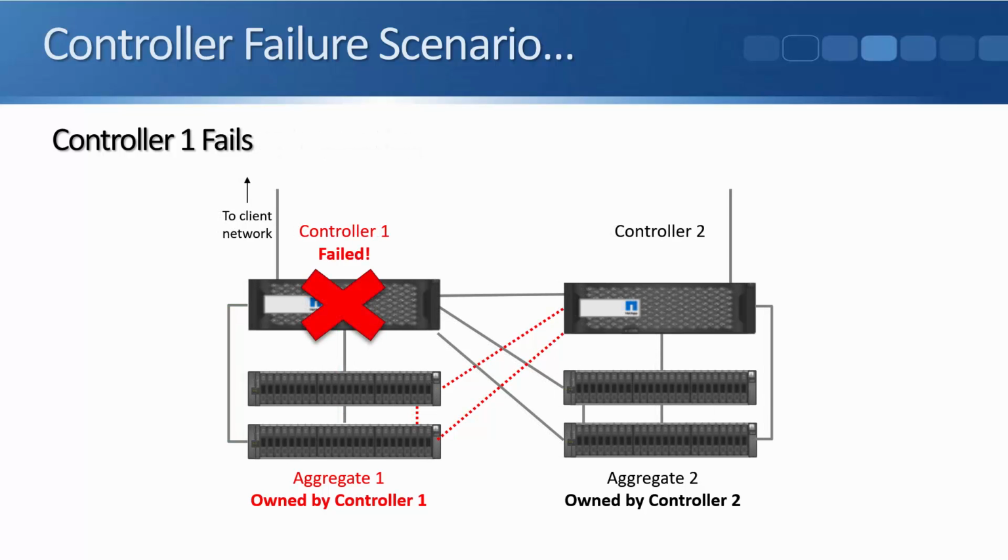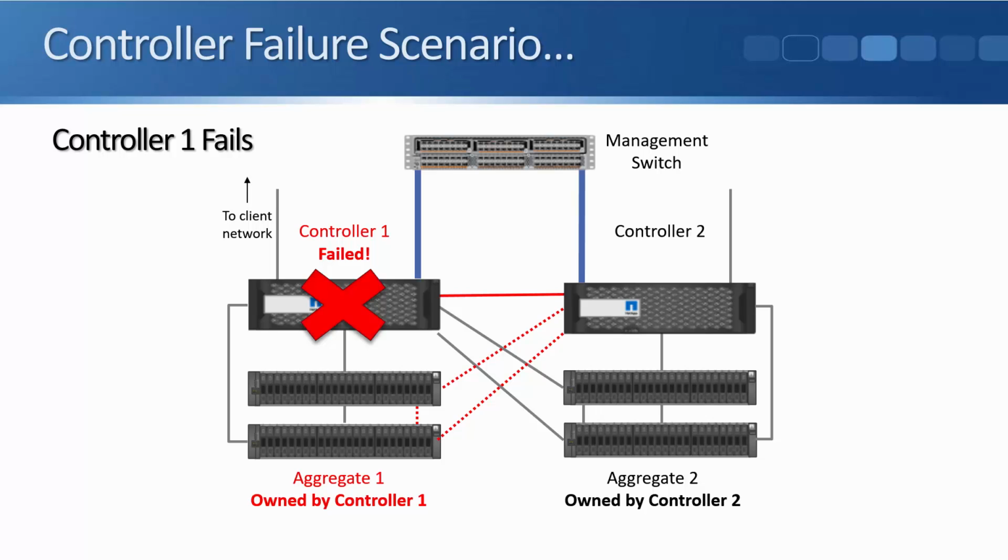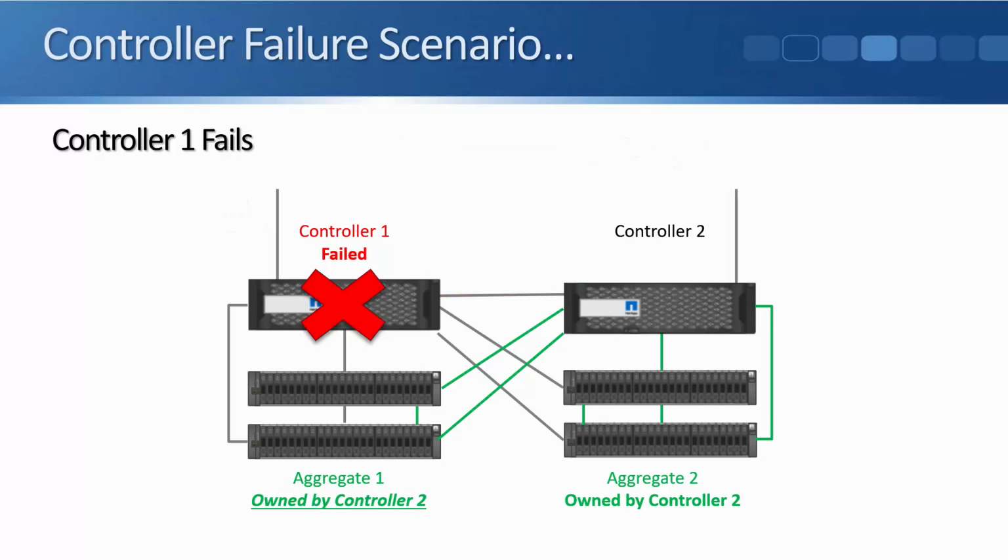High availability gives us redundancy for our controllers. So if controller 1 fails, then controller 2, its high availability partner, is going to detect that. It can either detect it over the high availability connection, or it can also detect it using the service processors with hardware assisted failover. When controller 2 detects that controller 1 has failed, it will take temporary ownership of its disks. So as you see here, controller 2 is now owning aggregate 1 and aggregate 2, and our clients are still able to reach all of their data.